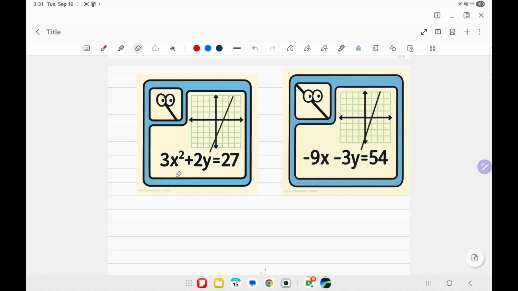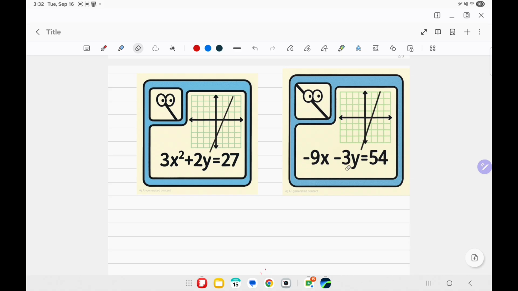Now let's look at the ID. There's something wrong with one of them. Remember, a graph that is a straight line has a certain type of ID number. Can you spot the difference? Well, the ID number here has an exponent other than 1 on the variable. That means this is not the correct graph for this equation.